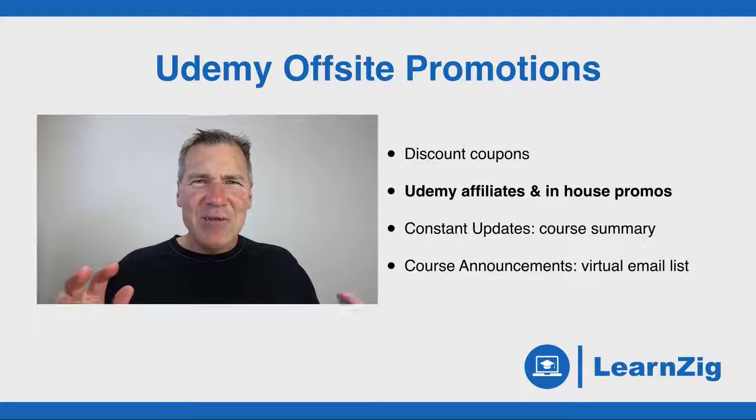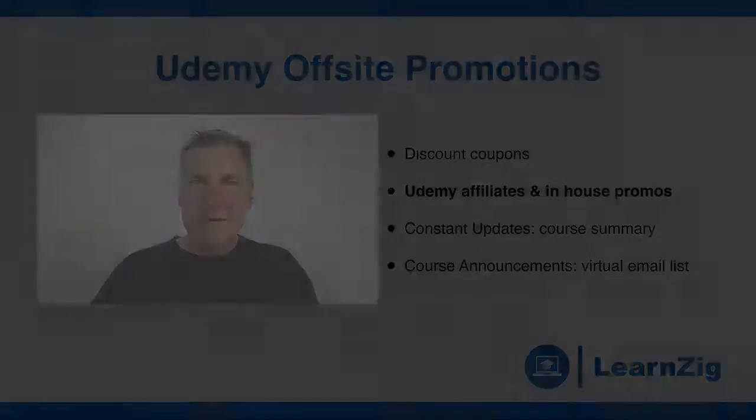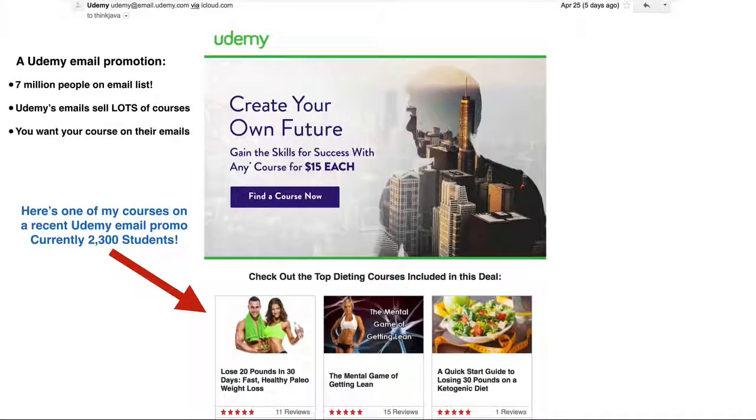So Udemy has a very large and active in-house marketing and promotion system that you definitely want to be a part of. Udemy has a massive email list with 7 million students and potential students on the list. And they send out a lot of emails every week. They're doing promotions like the one you see here pretty much every week, and it really helps. It sells a lot of courses. So I definitely encourage you to opt into their marketing system because it is optional. You can opt out if you like.